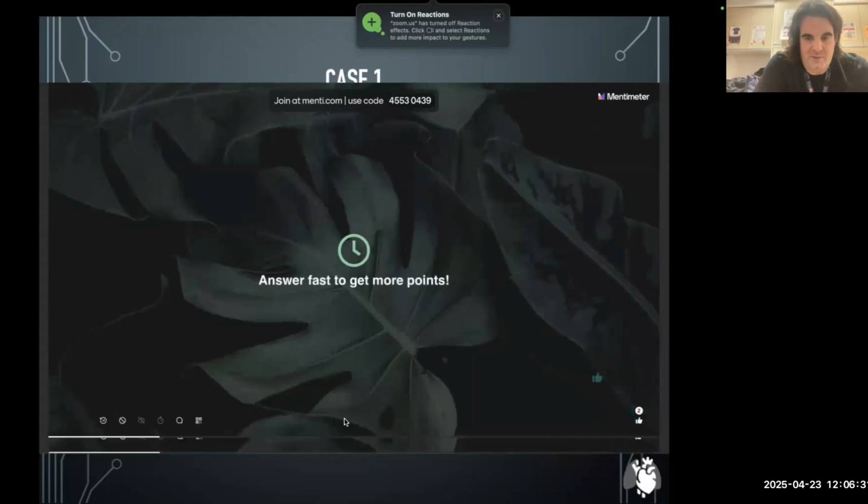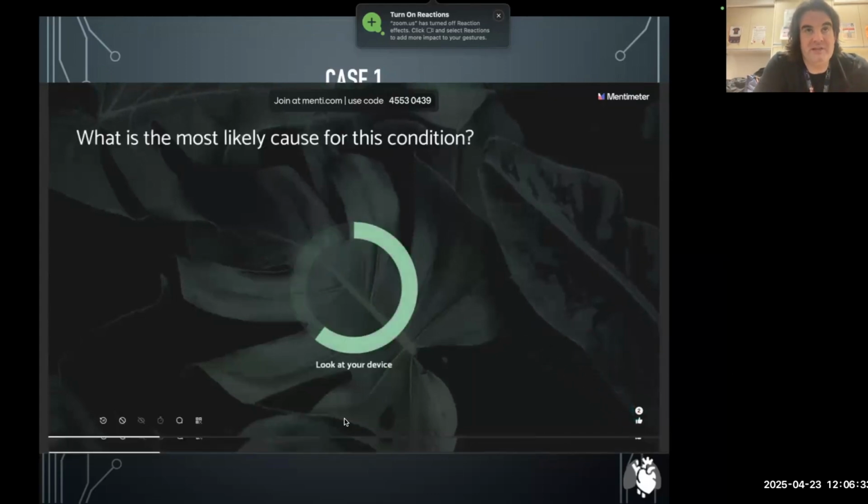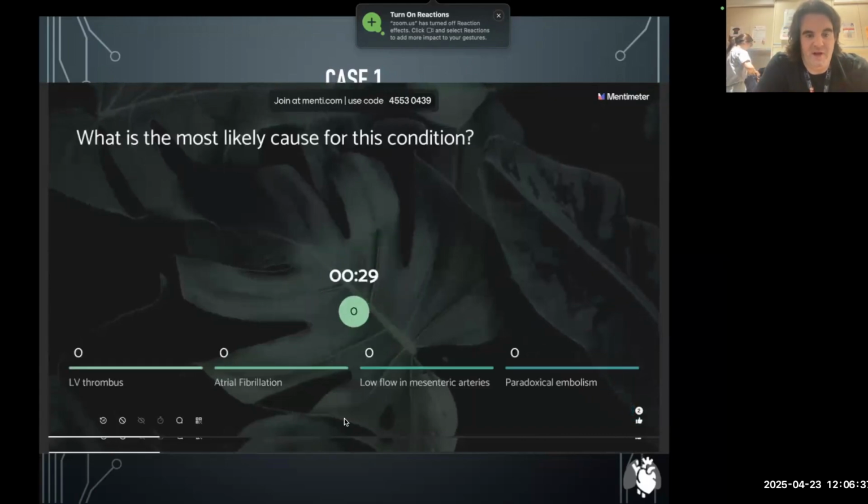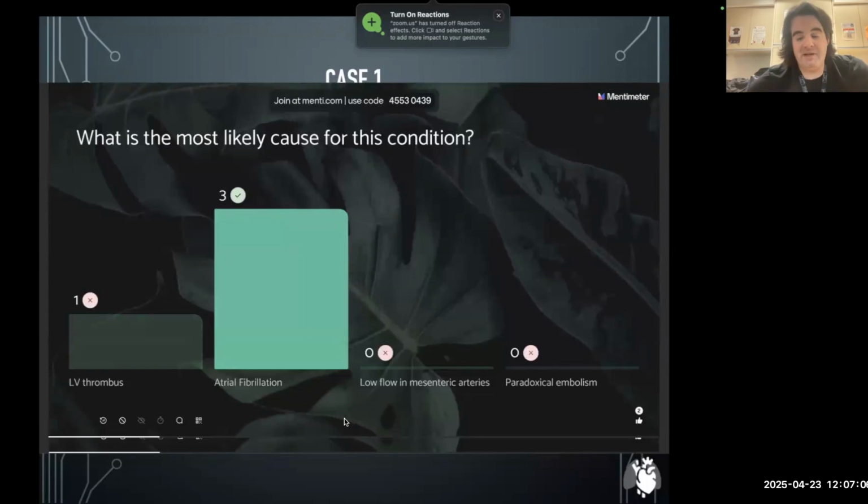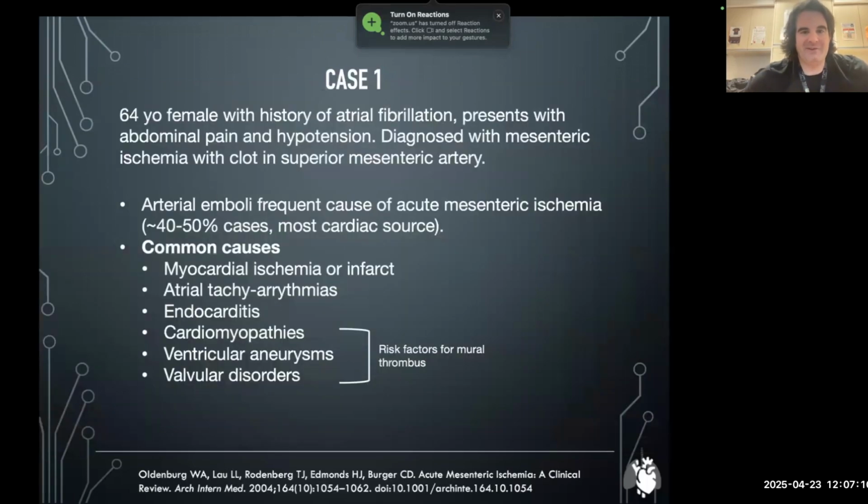Okay, so what is the most likely cause for this patient's condition? LV thrombus, atrial fibrillation, low flow mesenteric arteries, or paradoxical embolism. Okay, so 75% said AFib and 25% said LV thrombus, but those are small numbers, I understand.